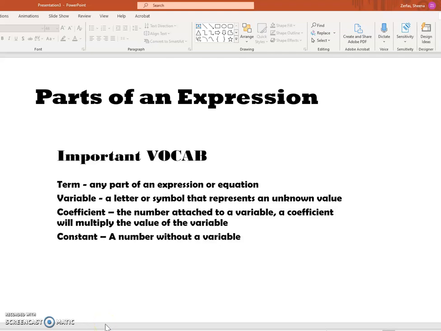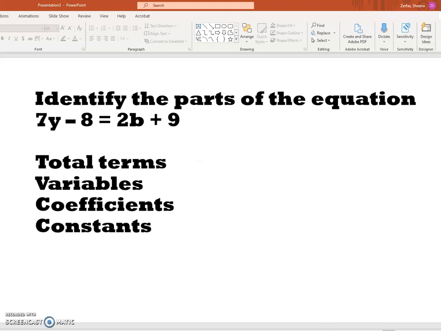Finally, we have constants, and those refer to our numbers that don't have a variable. Okay, in our equations and expressions, if we see a constant, they don't change. So we're not doing anything to affect the change in a constant. So we need to know that vocab, and let's apply it to identifying the parts of this equation.